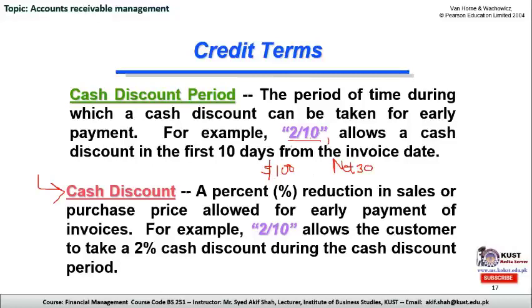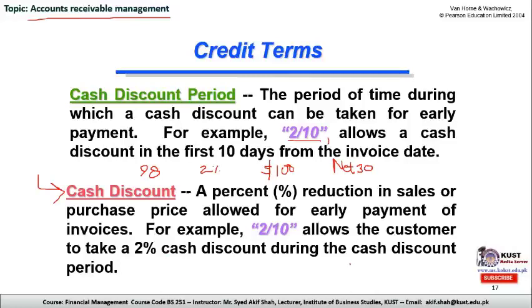So in this case, if the customer is going to pay this $100 back to the company, Basket Wonder, as we have selected for our example in this context of discussing account receivable management, within 10 days, then Basket Wonder is going to offer them a 2% discount. It means that they are required to pay only $98 against what they have purchased at the invoice price of $100. So for example, 2/10 allows the customer to take a 2% discount during the cash discount period.